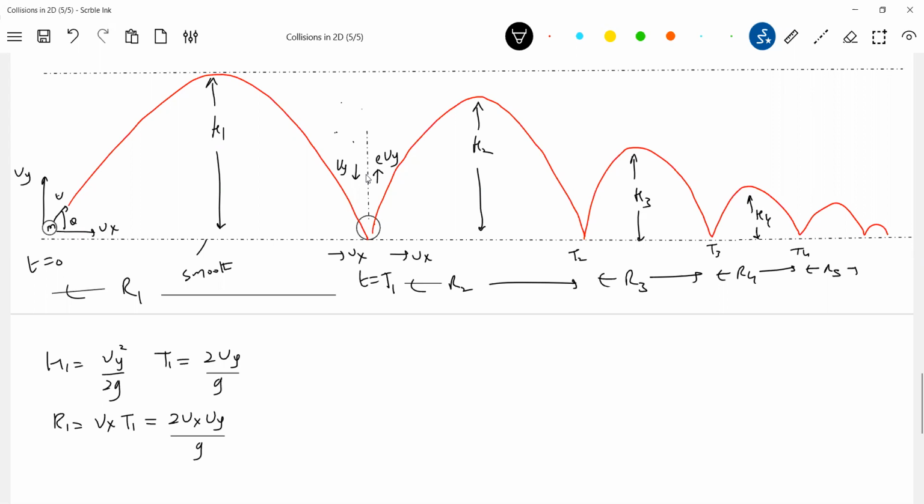We know the rebound speed is e times Uy. So first we'll calculate the time of flight. Time of flight should be 2eUy by g, so this becomes e times T1. Able to understand this one? What is the vertical component of the velocity at impact? It will become eUy, so it'll become eT1. Then what is the maximum height ascended? It should be eUy whole square by 2g, so this should be e square H1.